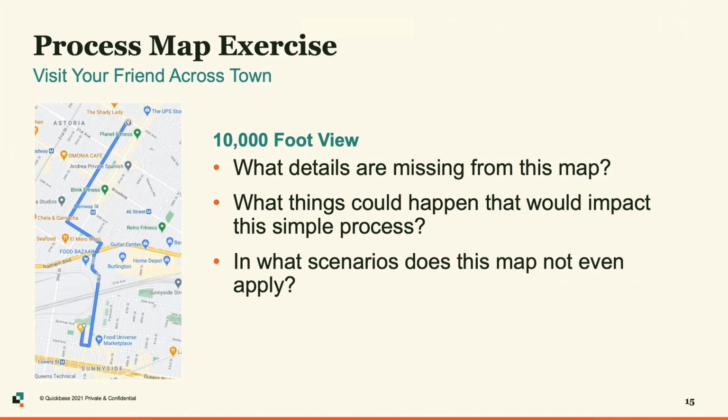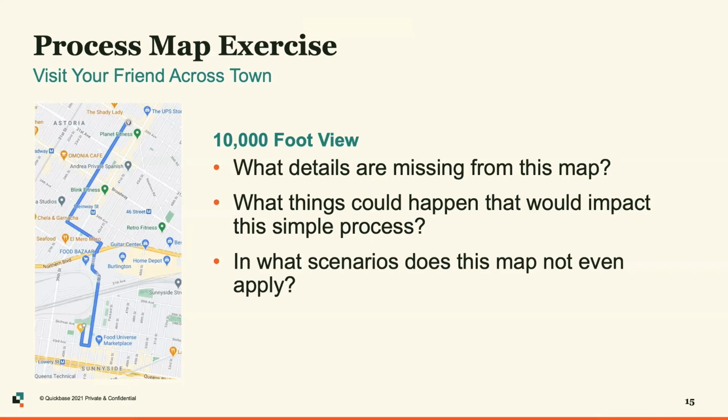I will answer some of these questions with my examples. So what details are missing from this map? Well, what I don't see on this map is how long it's going to take me to get there. I'm not really sure who's involved, right? Is somebody coming with me? Am I going by myself? What streets do I exactly turn on? Because from this view, I can't really tell that information.